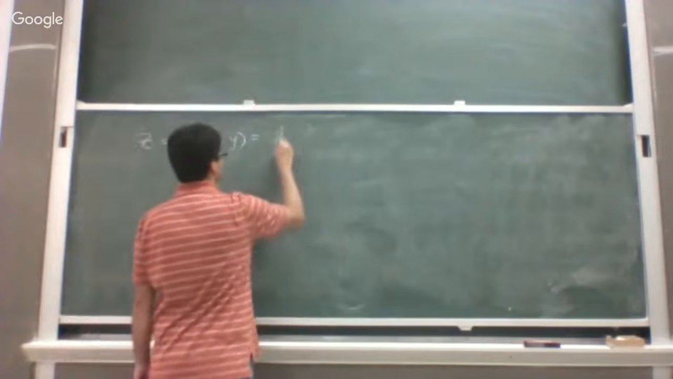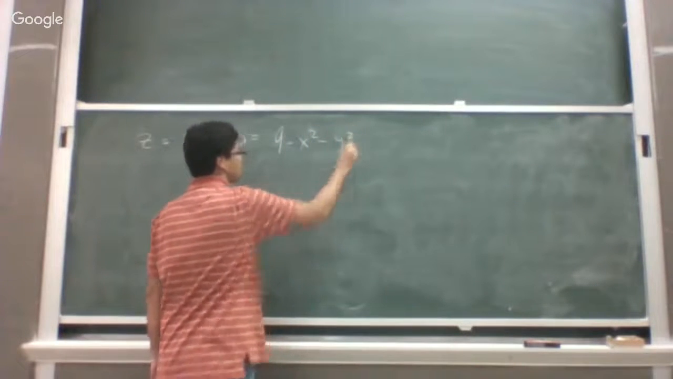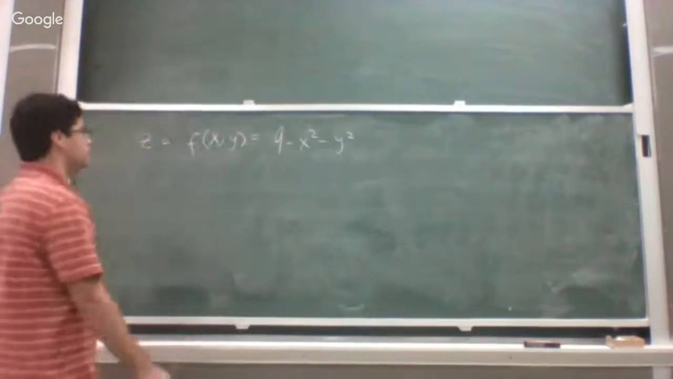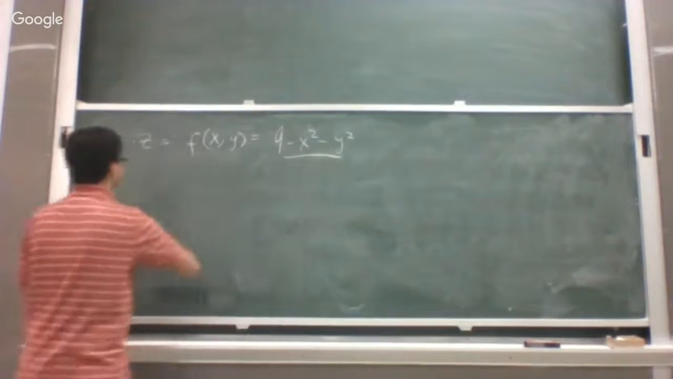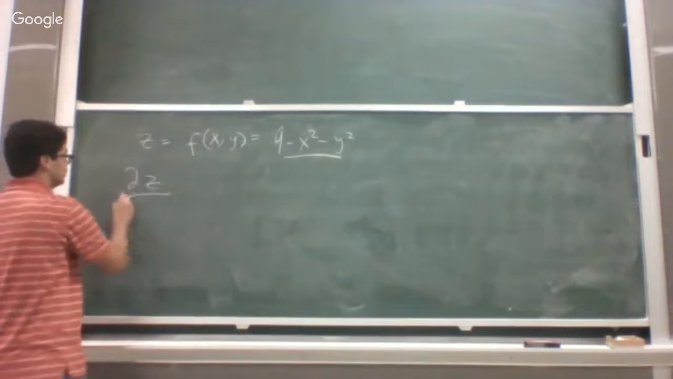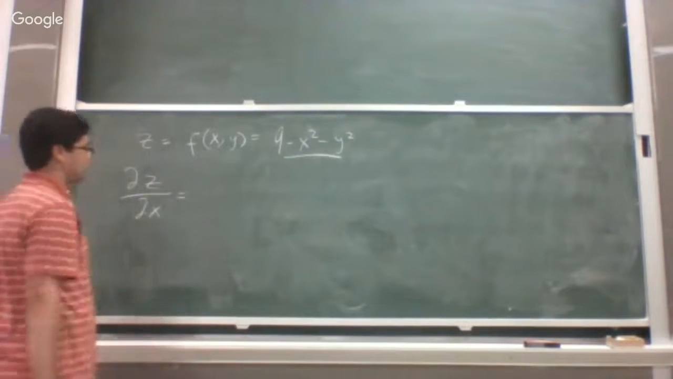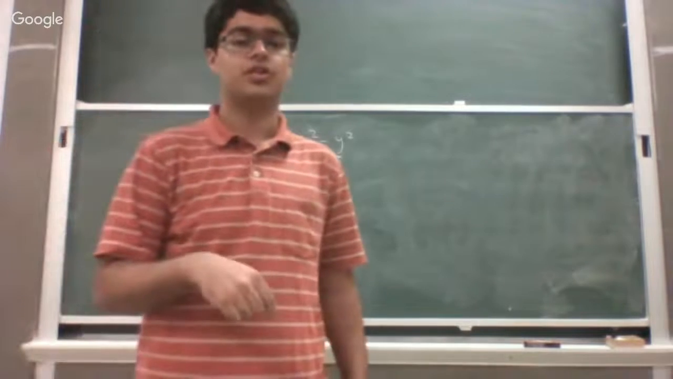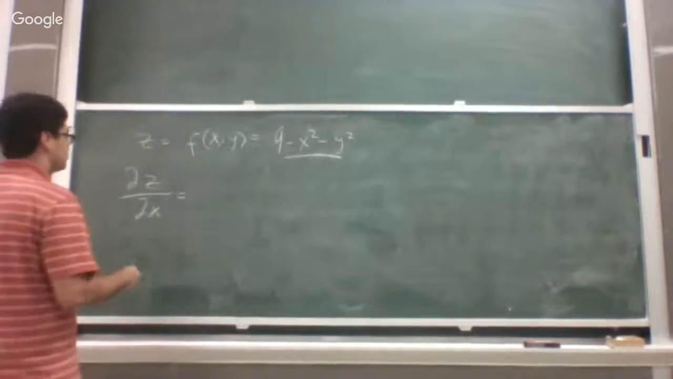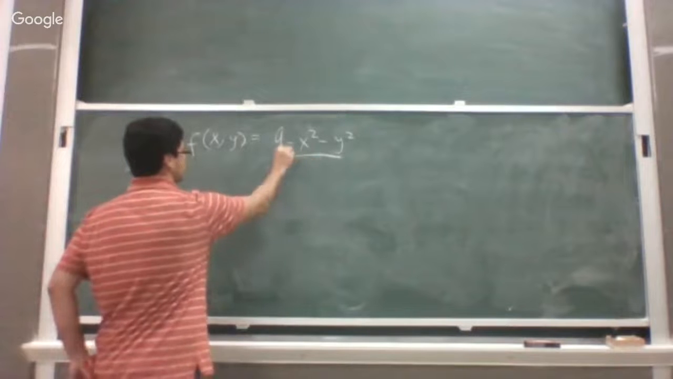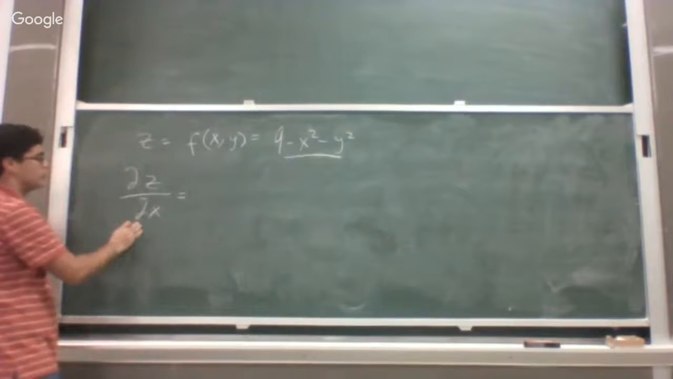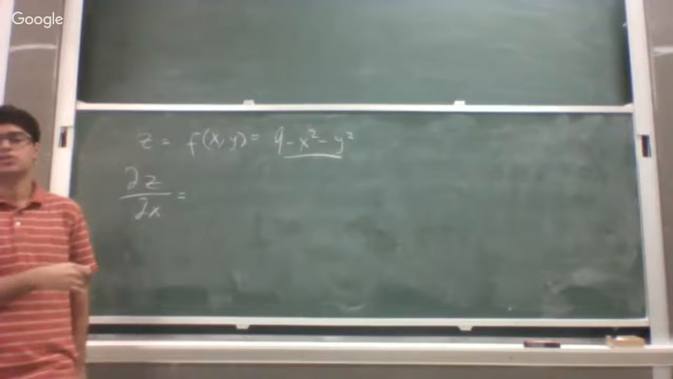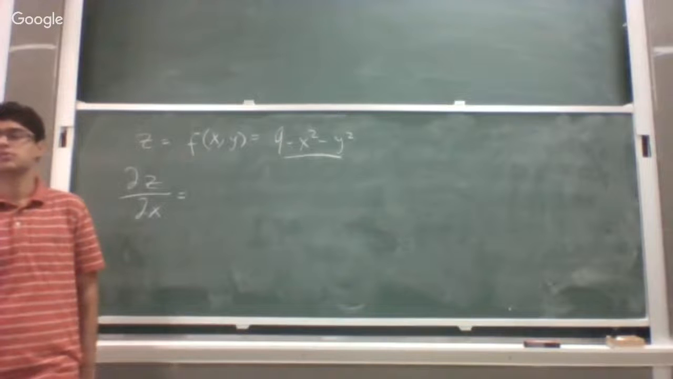So our z is equal to 9 minus x squared minus y squared. So we have a function consisting of two variables, right? We want to take the partial derivative of z with respect to x, okay? Now it's not a full derivative, it's a partial derivative. So what that means is you keep the other variable as a constant. So in this case, when we're doing the partial derivative with respect to x, we treat y like a constant. Okay? So what would the partial derivative be?